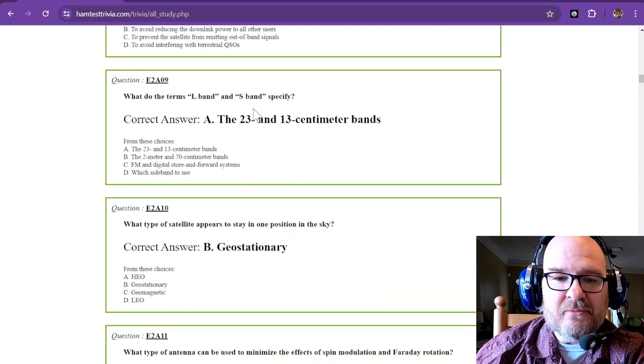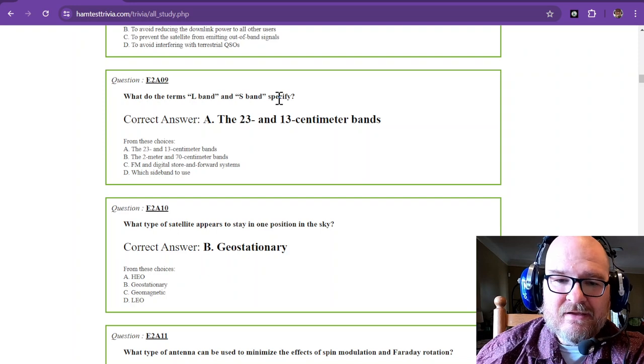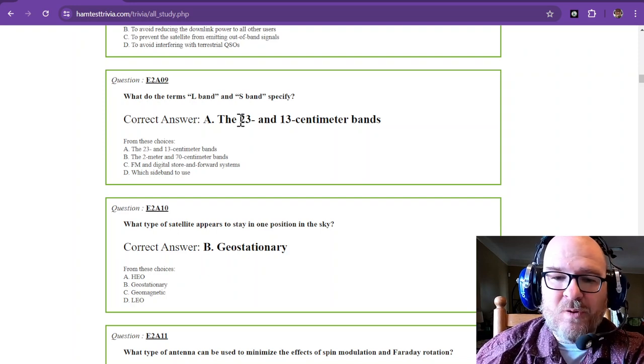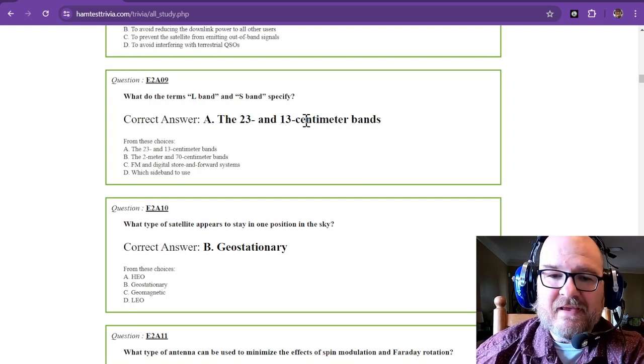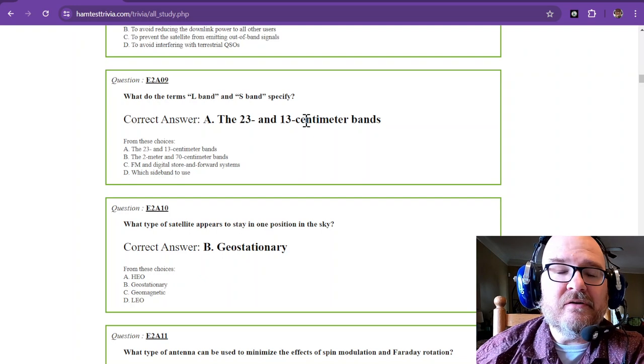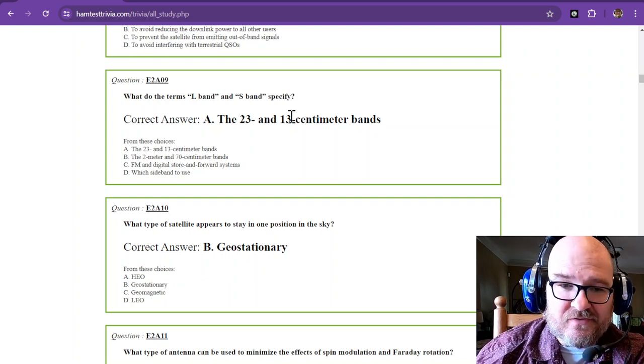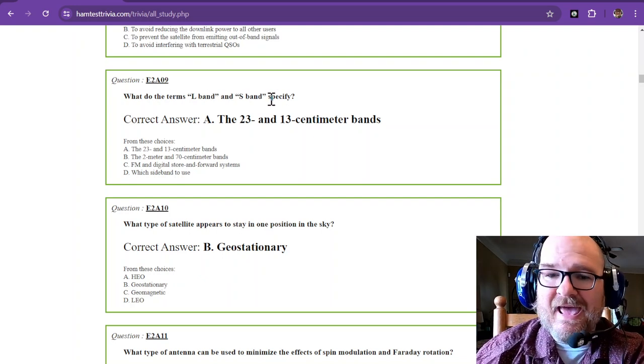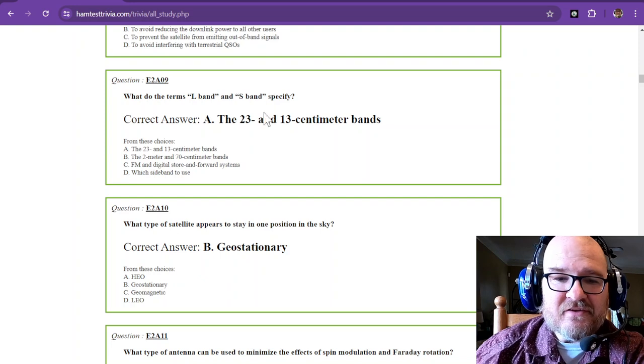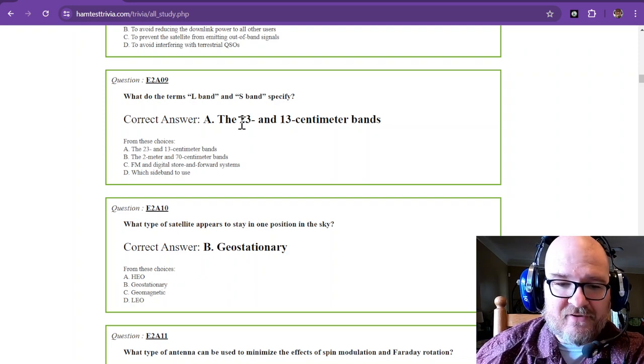What do the terms L-band and S-band specify? L-band is the 23 centimeter and S-band is the 13 centimeter bands. And these are industry standards. So L-band, S-band, A-band is 10 meters. So you just go look those up and find a list.